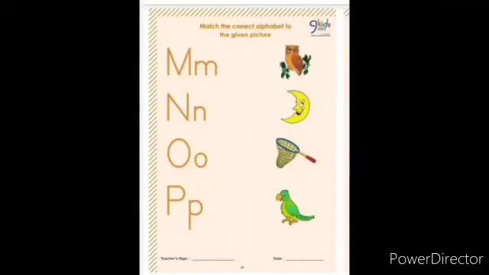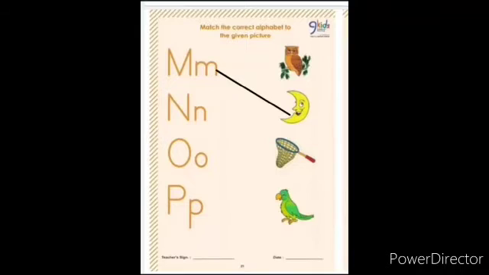In this worksheet, you had to match the alphabet to the picture related to it. Here, first alphabet is M. So match it with the moon. M for moon. Second alphabet is N. So match it with the net. N for net. Then we have alphabet O.